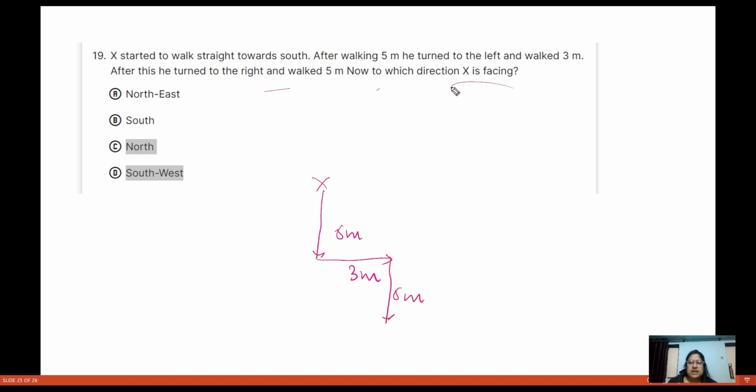Now to which direction is X facing? This is south only. See, this person has moved in the southeast direction, but it is facing south direction only. So be very clear with this thing. This is a very simple thing.